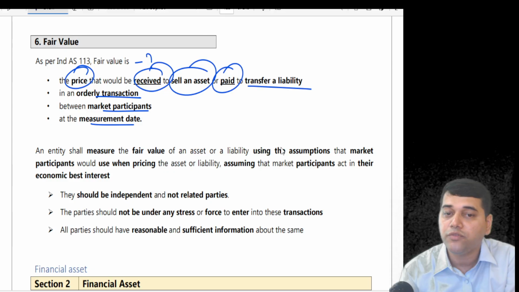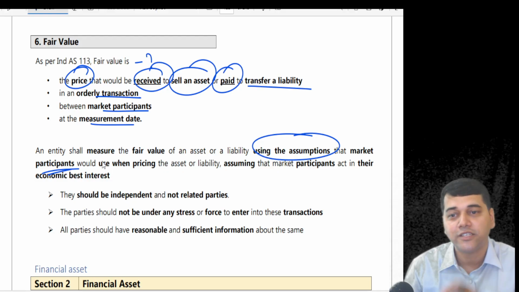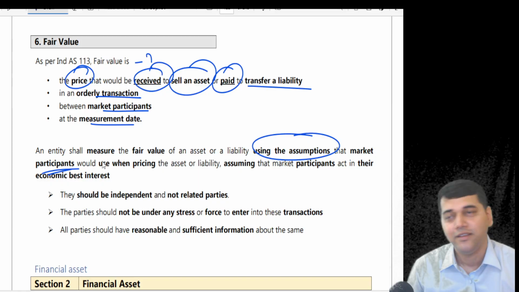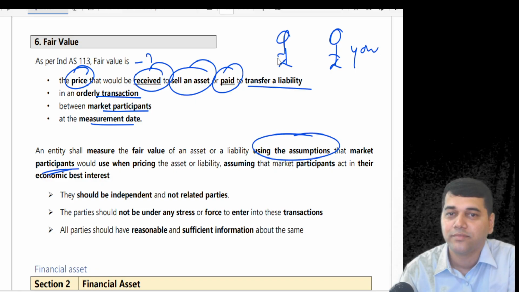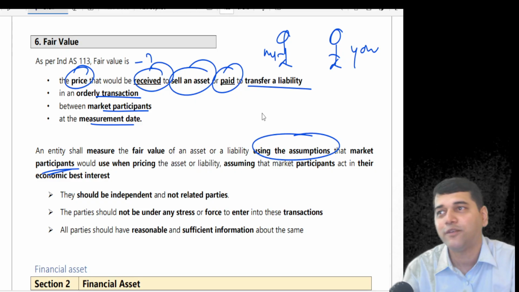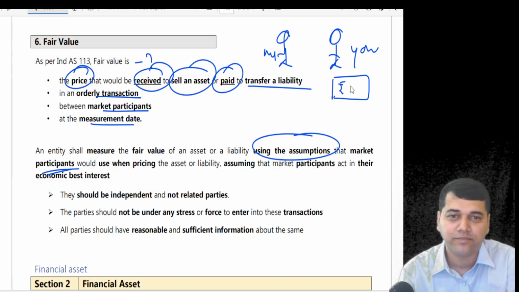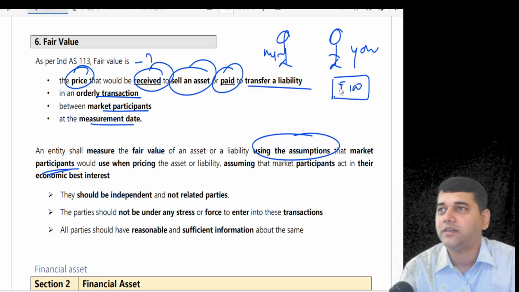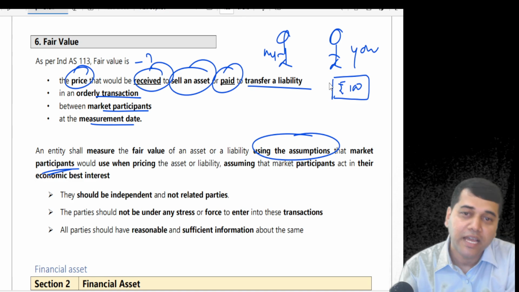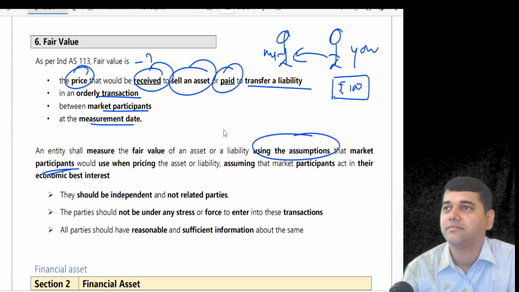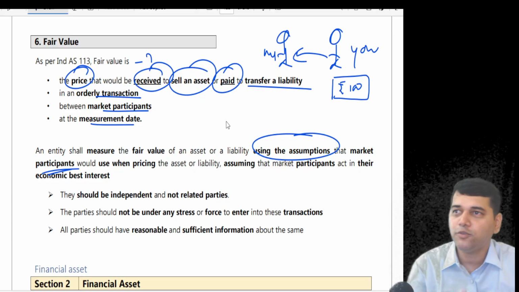Now, to measure it, we have to use the same assumptions the market participants will use. Okay, we'll have one game, so that you understand and appreciate what is fair value. In this game, this is me and this is you. You understand what is fair value? Okay, game goes like this. Somebody will give you a 100 rupees note and says that, look, in this 100 rupees, you have to make two portions. One portion you keep with yourself. Another portion you give to Nagbhushan. So you decide how much you want to keep, and the other you give to Nagbhushan.